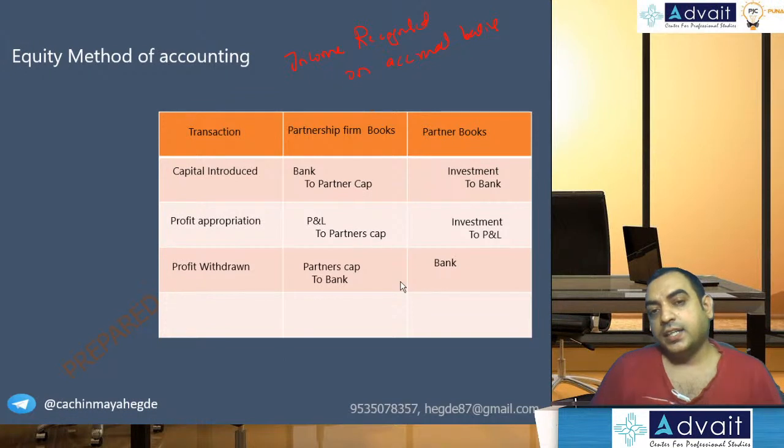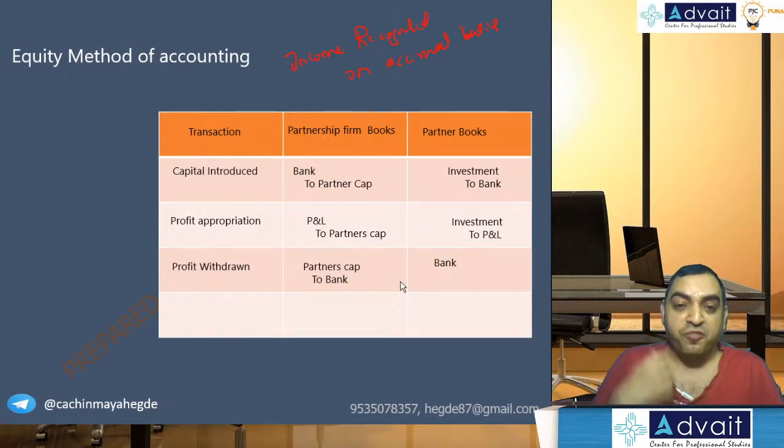Can you please reply. When the partner receives his share of profit, will it be transferred to P&L account? Will he transfer it to P&L account?